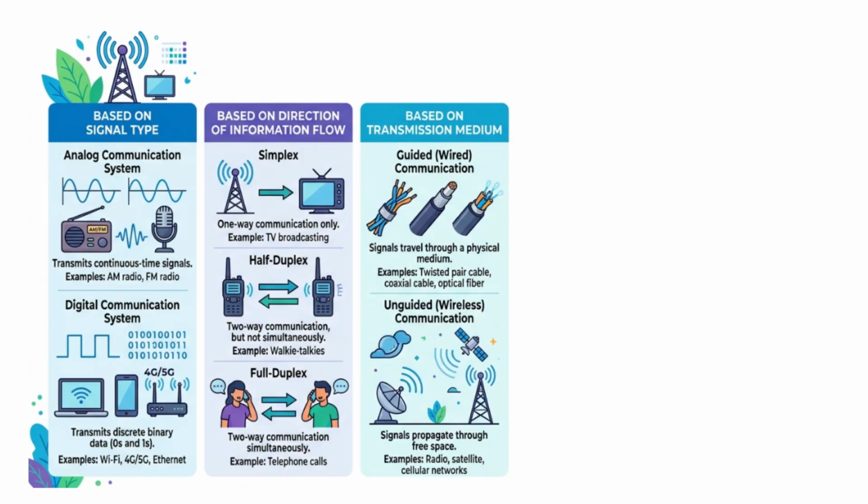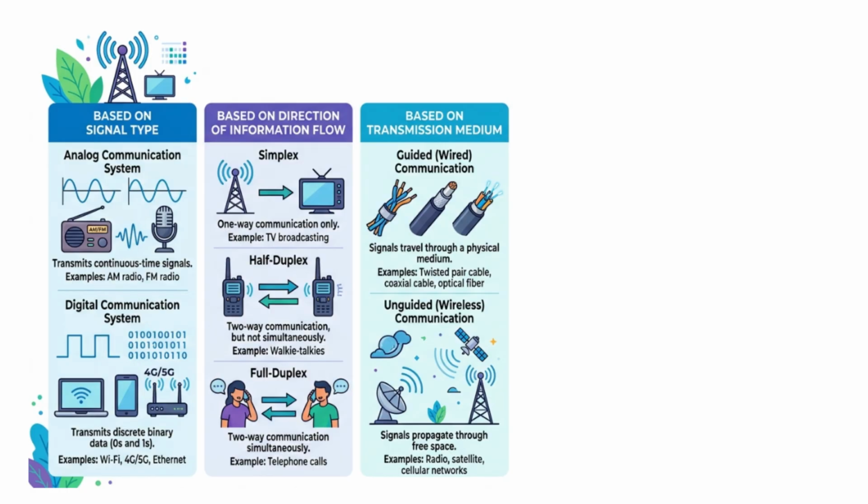In an unguided communication system, signals travel through free space without any physical medium. Instead, they use electromagnetic waves. Examples include radio communication, satellite communication, and mobile networks. For instance, when you use your smartphone outdoors, your signal travels through the air to the nearest cell tower. These systems are flexible and allow mobility, but they are more affected by interference and environmental conditions.